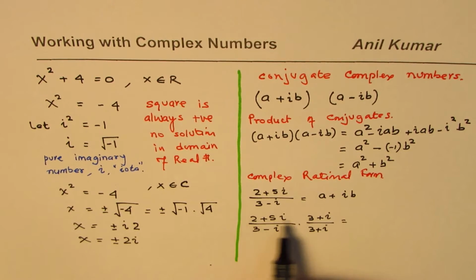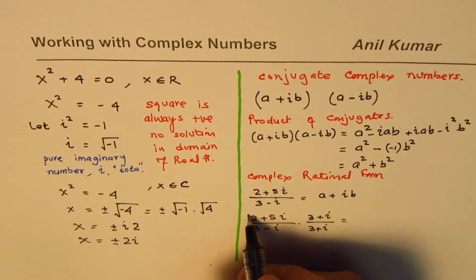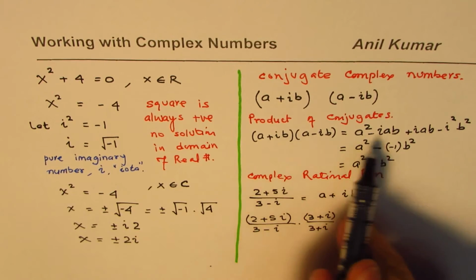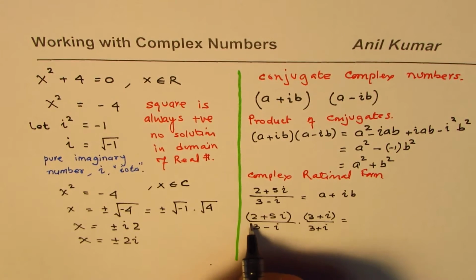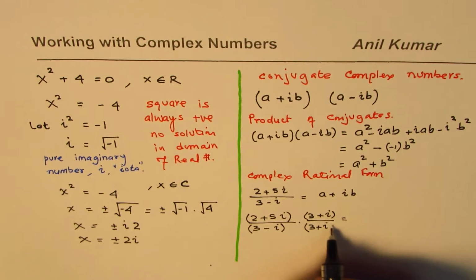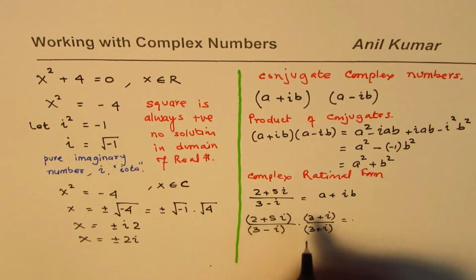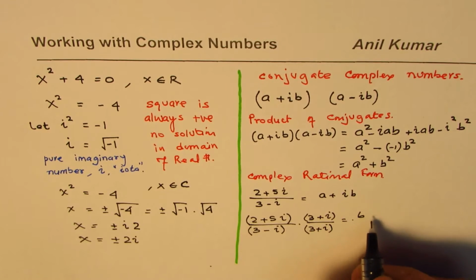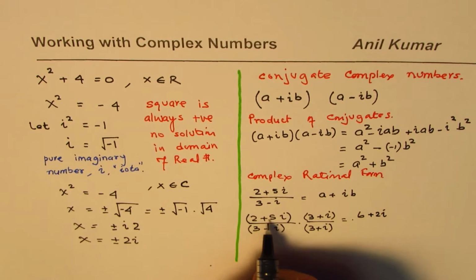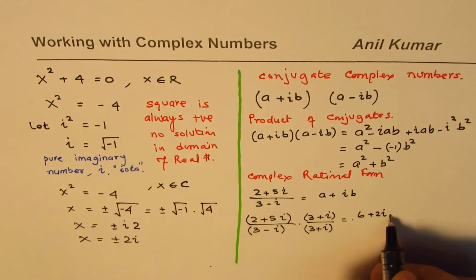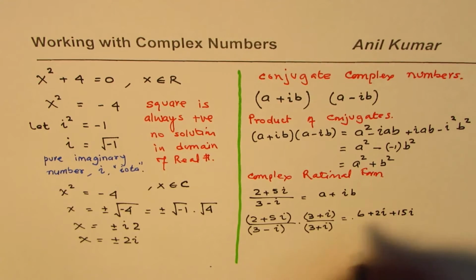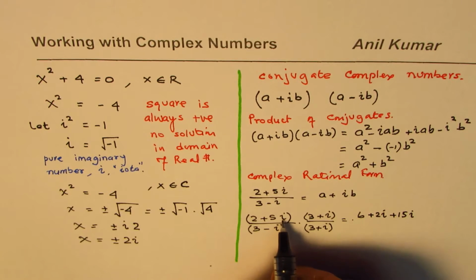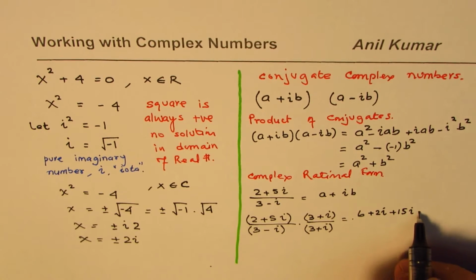Now, let's multiply the numerators. So in the numerator, we have 2 plus 5i times 3 plus i. So we'll expand as we did this expansion. And in the denominator, we have 3 minus i times 3 plus i. Is that okay? So let's expand. 2 times 3 is 6. And 2 times i will be plus 2i. Then we'll multiply by 5. 5 times 3 is 15. So we have 15i. And 5i times i is 5i squared. Since you know i squared is -1, I'll write this as minus 5.